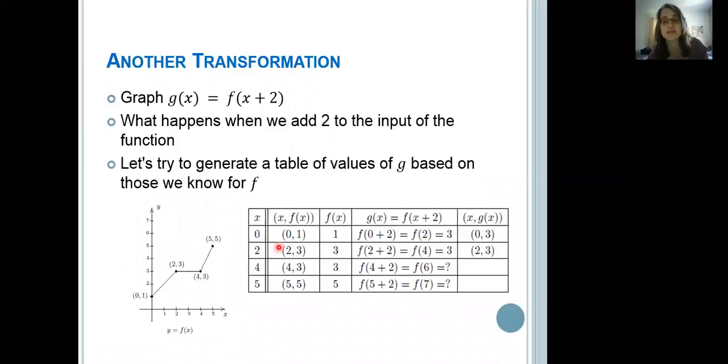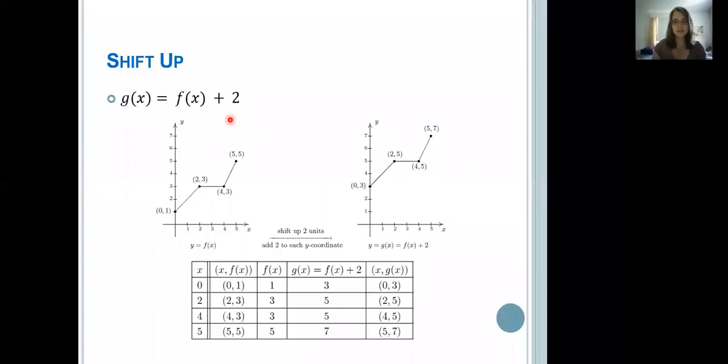Let's look at another transformation. Let's look at horizontal transformations. Now, horizontal transformations occur when we add something inside the parentheses. So I want you to understand the difference between this, which is g of x equals f of x plus 2, where the plus 2 is inside the parentheses, and this, which is g of x equals f of x, plus 2.